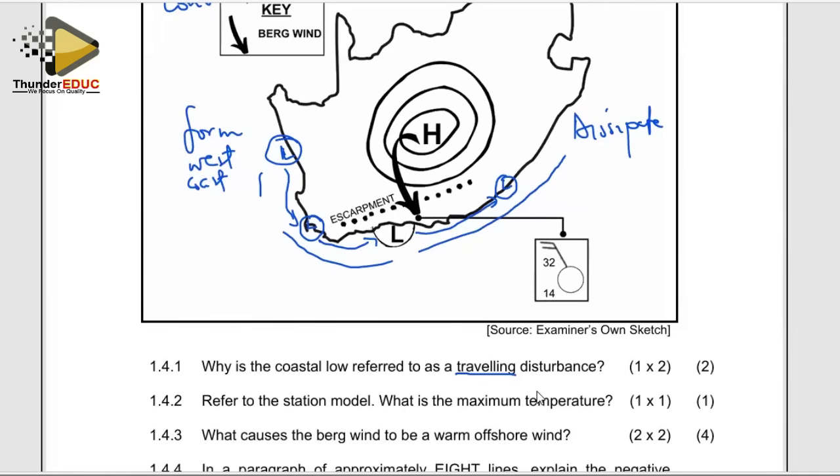As they move, they cause changes in weather conditions along the coastal areas. So it's traveling in the sense that they form on the extreme western coast and they travel along the coast, causing changes in the weather conditions, going towards the east and where they will dissipate around Mozambique there.